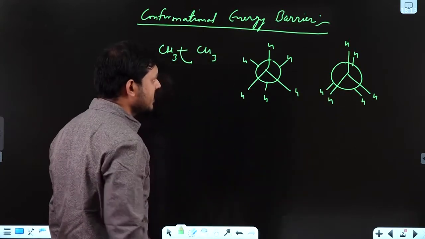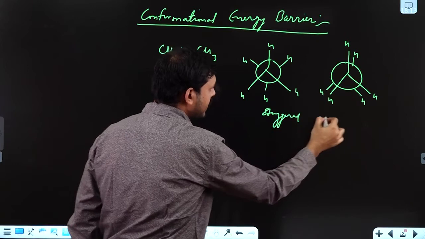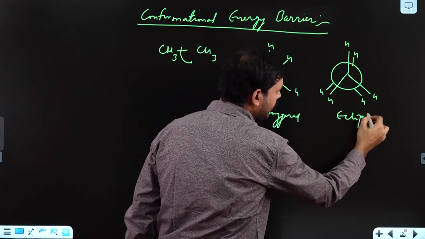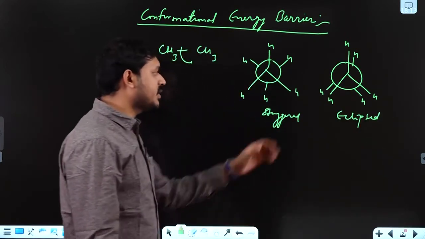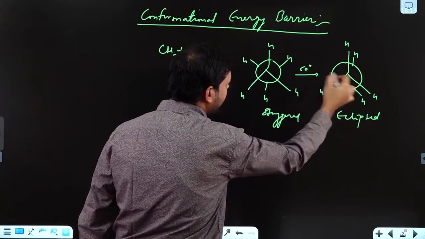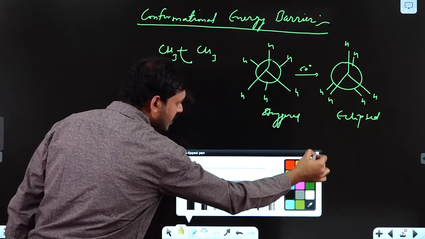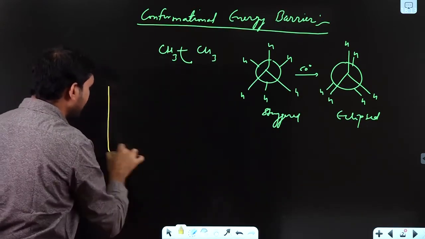From these two conformers, you can say this is your staggered, this is your eclipsed. From these two cases, we can understand if we rotate 60 degrees, we will get this conformer, right? So let's draw potential energy versus conformation.